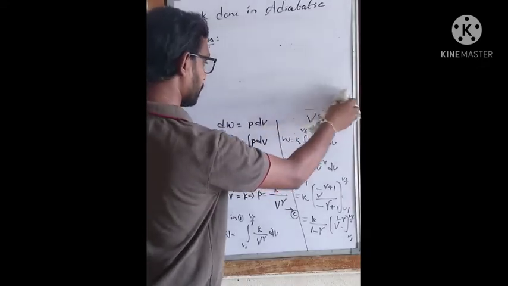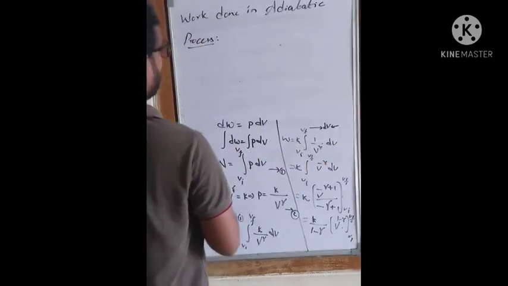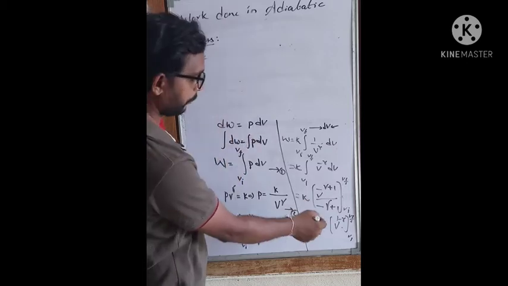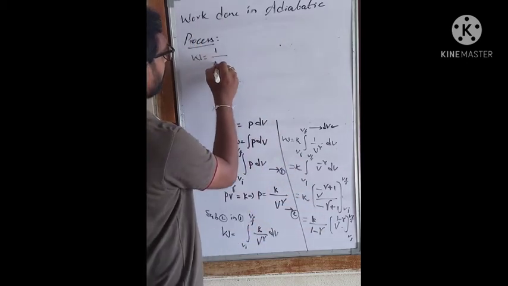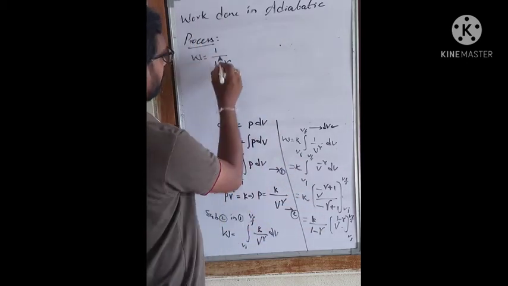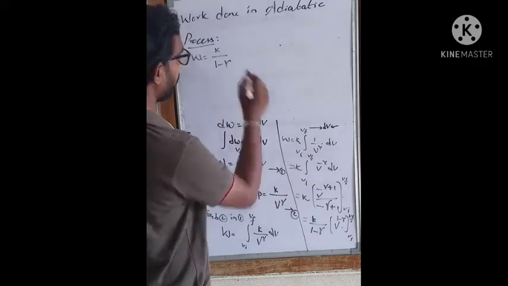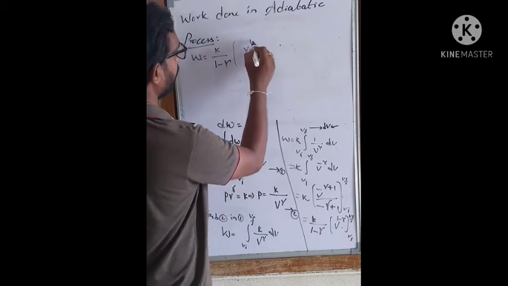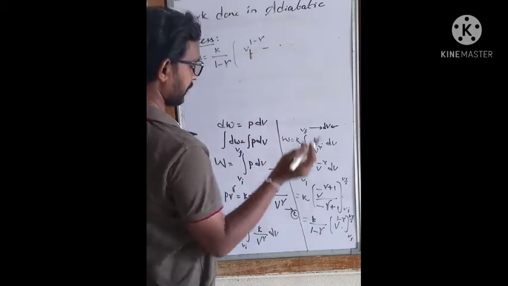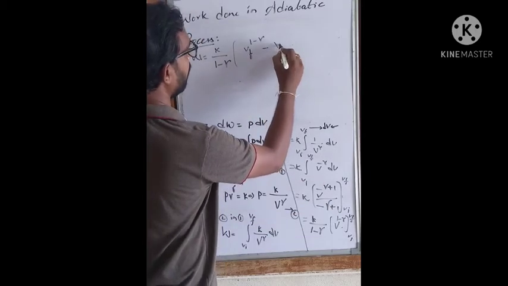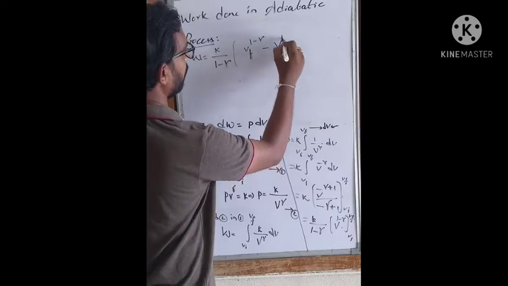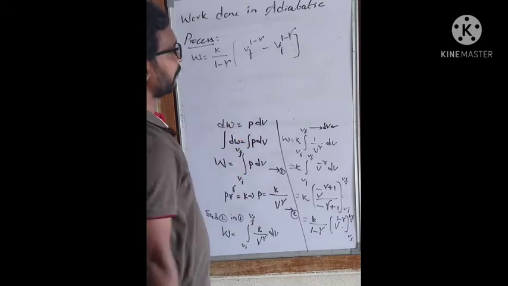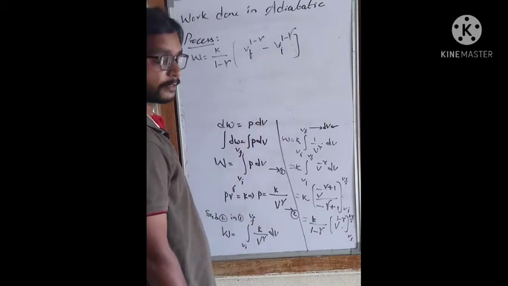Substitute the limits. So what do we get after substitution? We'll get W equal to K by 1 minus gamma into, substituting here, Vf to the power 1 minus gamma minus Vi to the power 1 minus gamma, right? So after substitution of limits.